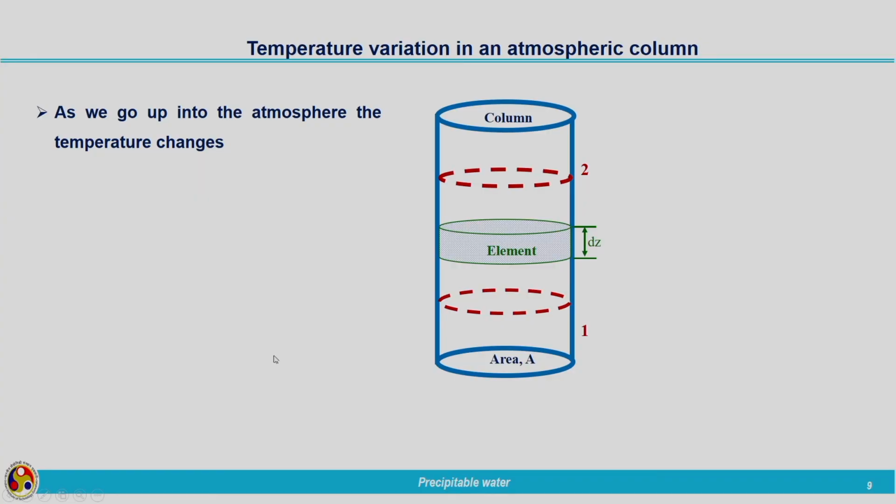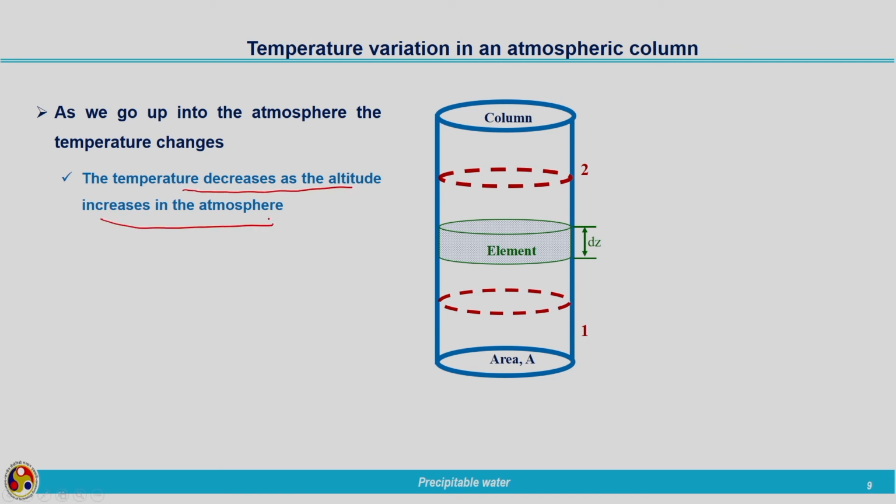Now, we can plot how these are varying. Temperature is decreasing, so I am going to plot the temperature variation as the altitude increases. Temperature decreases as the altitude increases in the atmosphere. We can plot the x and y axis. Along the x axis we have the temperature, and along the y axis we are marking Z, that is the altitude.